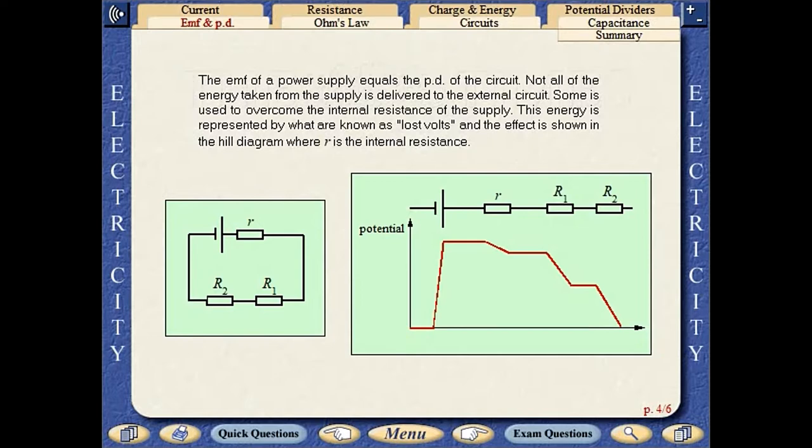The EMF of a power supply equals the potential difference of the circuit. Not all of the energy taken from the supply is delivered to the external circuit. Some is used to overcome the internal resistance of the supply. This energy is represented by what are known as lost volts, and the effect is shown in this Hill diagram, where R is the internal resistance.